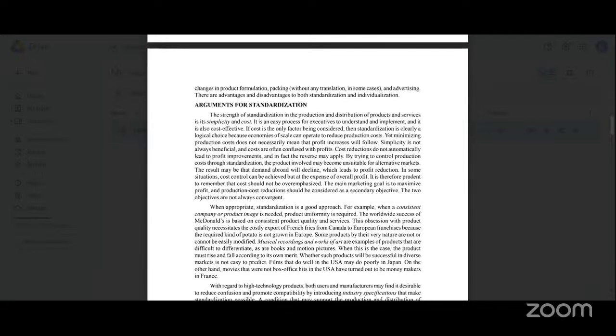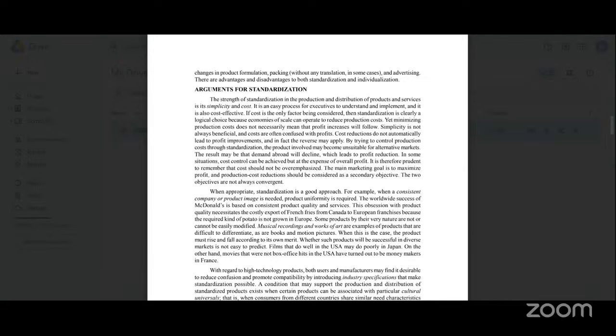So, what are the advantages of standardization? The first and foremost thing is that it makes the whole process very simple and cost effective. It's an easy process for executives to understand and implement. It is also cost effective. So there are a lot of advantages for standardization.